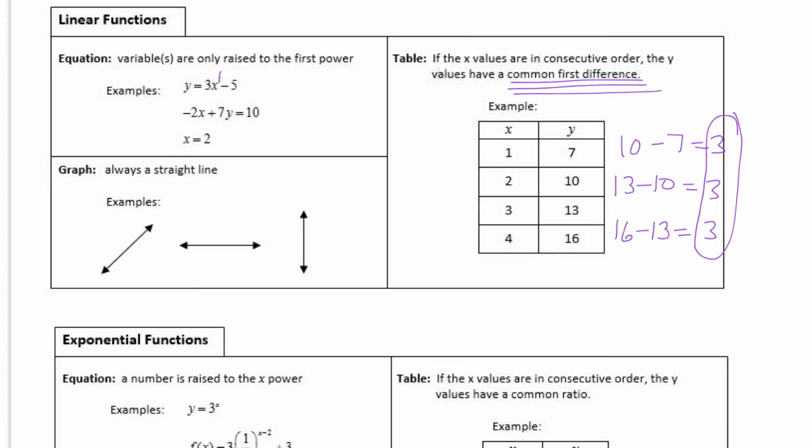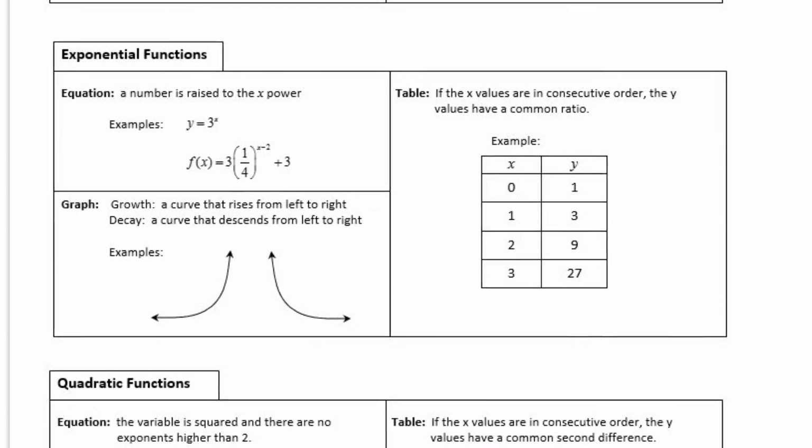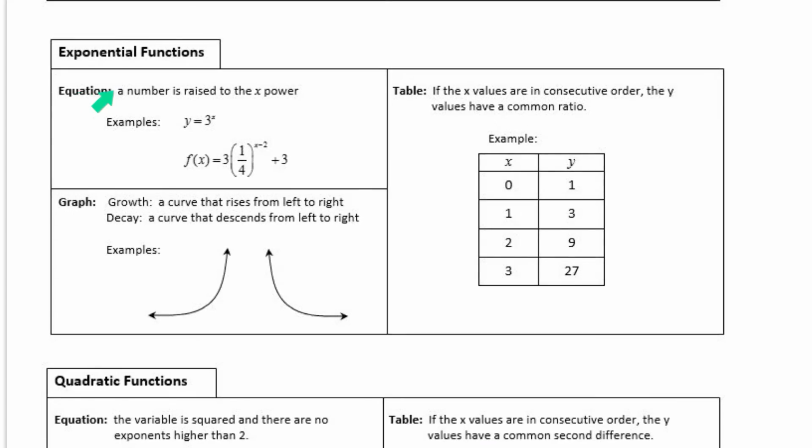Next, we also studied exponential functions. If we take a look at our exponential functions, our equations tell us that the number or the base is raised to the x power. So we have something raised to the x. That indicates that exponent there that it is going to be an exponential function. Here's an example. So y equals 3 to the x. This is also an example of an exponential function. Notice the 1/4 is our base being raised to a variable of x and then minus 2.